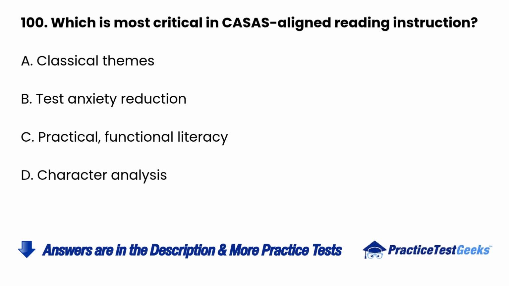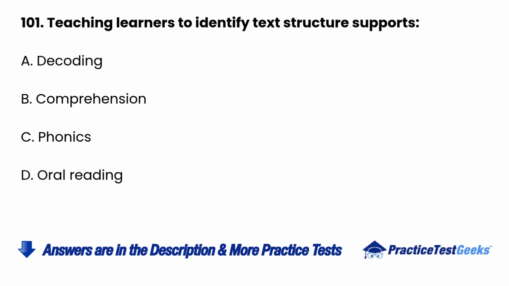100. Which is most critical in CASAS-aligned reading instruction? A. Classical themes. B. Test anxiety reduction. C. Practical, functional literacy. D. Character analysis.